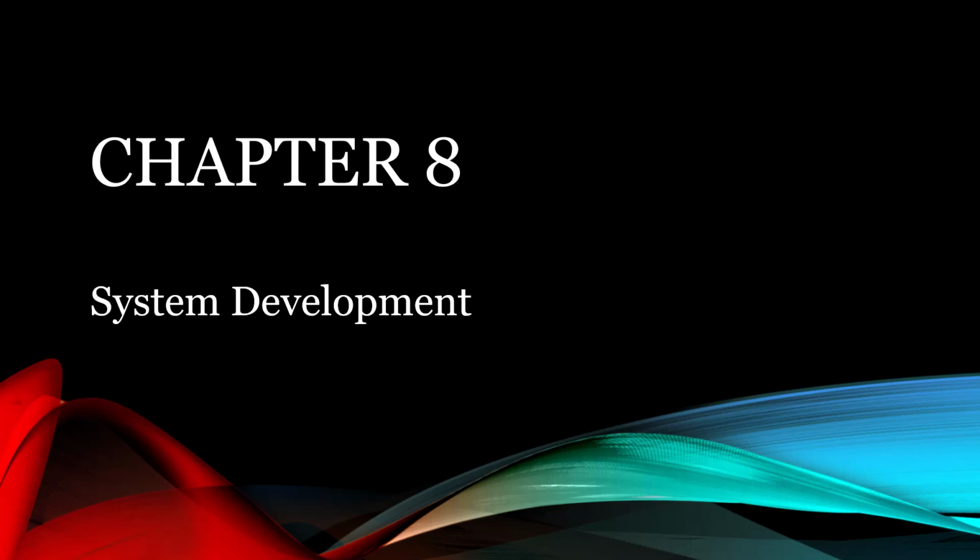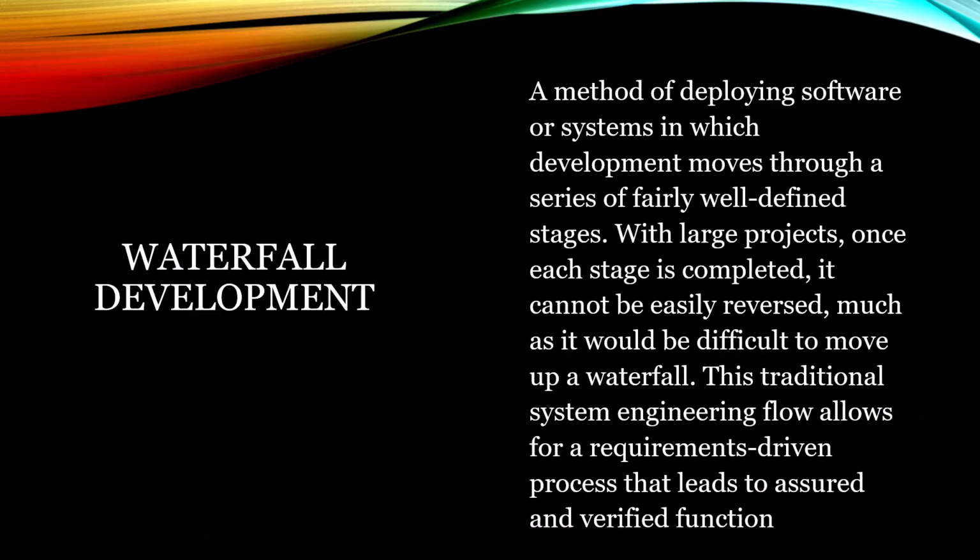One of the more popular ones is what's known as the waterfall development. This is a method for deploying software systems in which development moves through a series of fairly well-defined steps. In larger projects, once each step is complete, it cannot be easily reversed as they flow down. Much as it would be difficult to move up a waterfall, the traditional system engineering flow allows for a requirement-driven process that leads to assured and verified functions. Big part here is literally step by step.